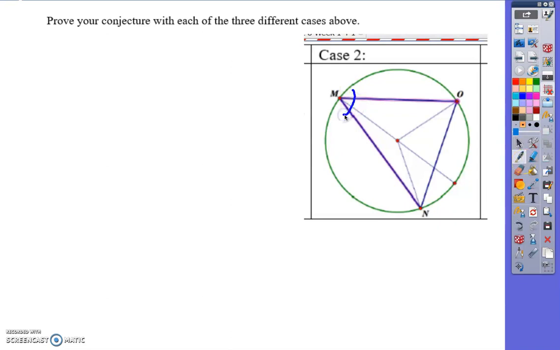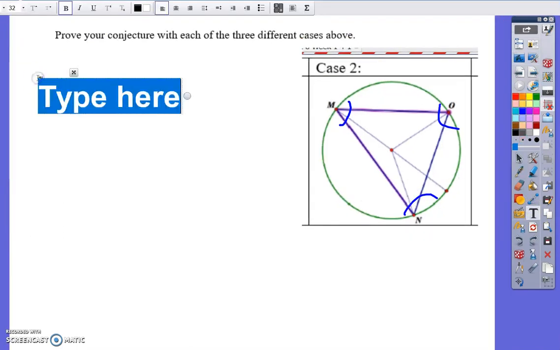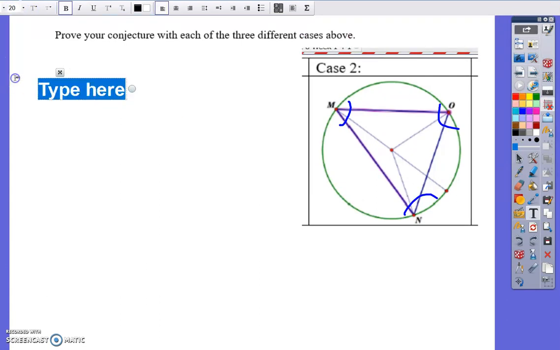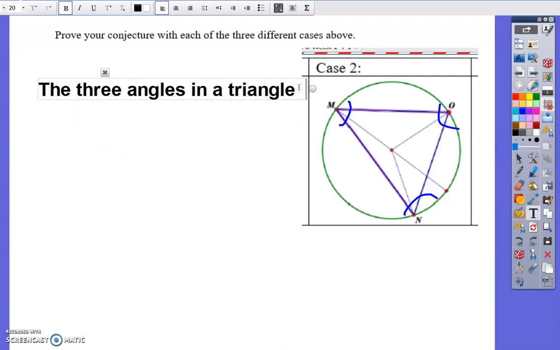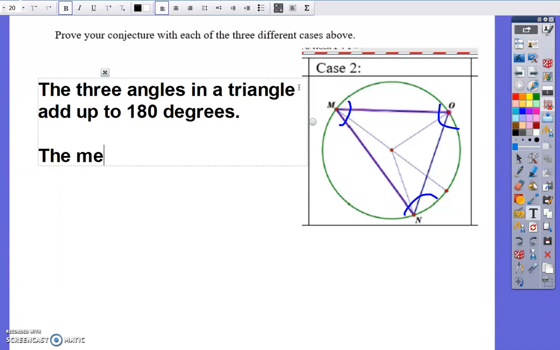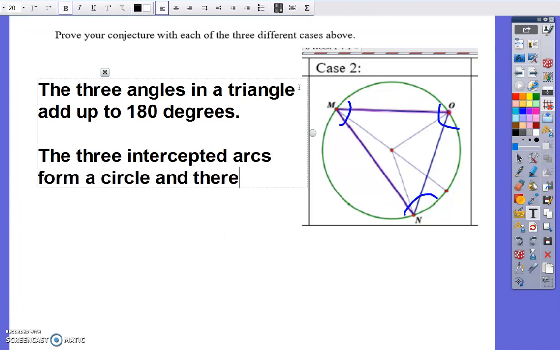What I'm going to do is put angle M. And what I know about angles M, O, and N is that, because of the angle sum theorem, the angles in a triangle add up to 180. I'm going to type instead of try to write this. The measures of the three intercepted arcs form a circle, and they add up to 360 degrees.